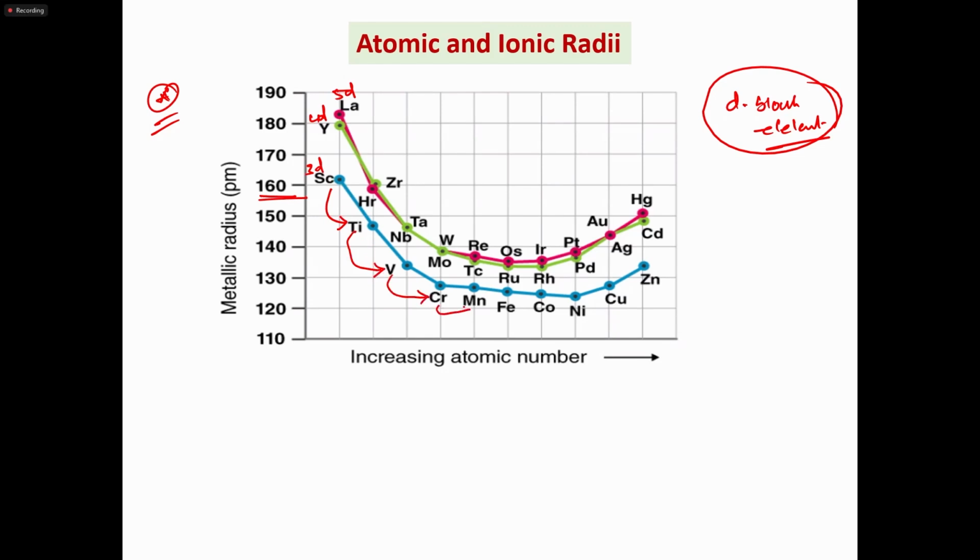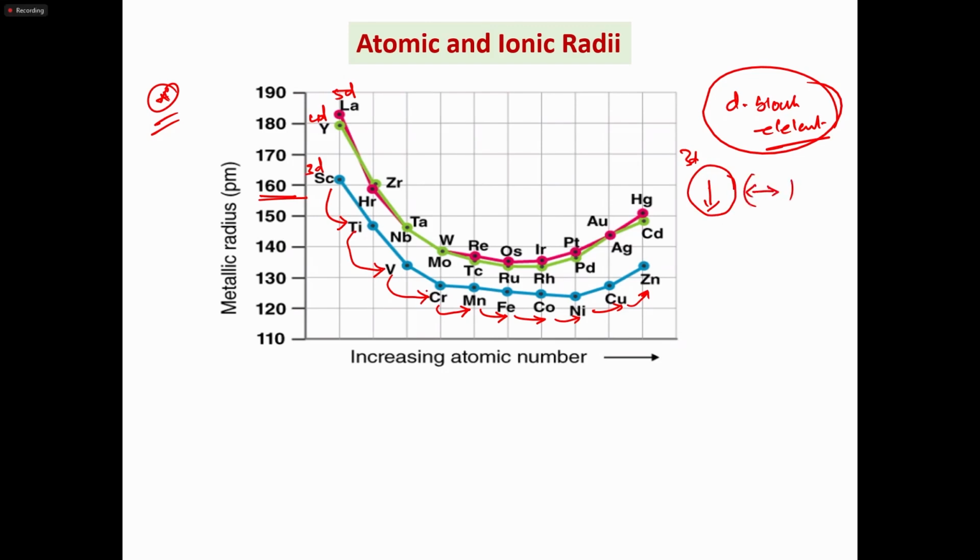Vanadium to chromium is also decreasing. Then for manganese, the value increases, then again decreases, then increases, and the value keeps increasing. So from that curve, we can say that first the atomic radius value is decreasing in the middle of the series of the D block, at the 3D series. This is the first, the decreasing. Then it stays the same.